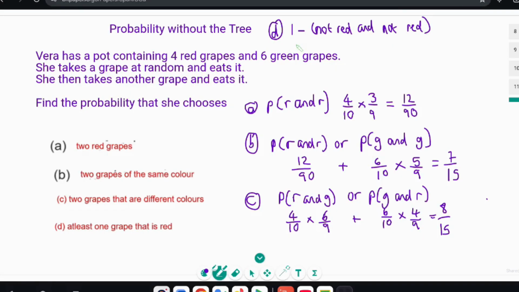Okay, so 1 minus not red and not red, because the opposite of a red and a red is a not red and not red. That makes sense. So the probability of getting a red is 4 out of 10. Not red is 6 out of 10. And then we've eaten a not red, so then it's 5 over 9. You'll see this will make a little bit more sense when we get to a more complicated question.